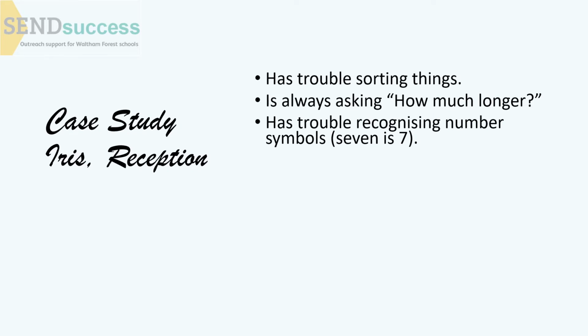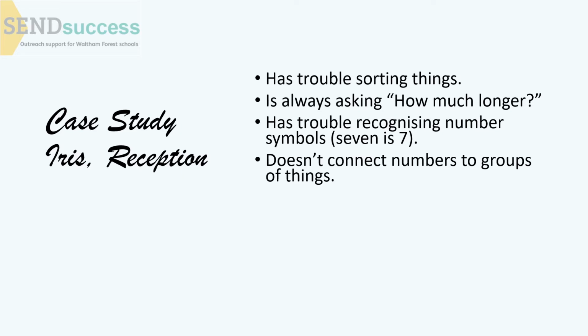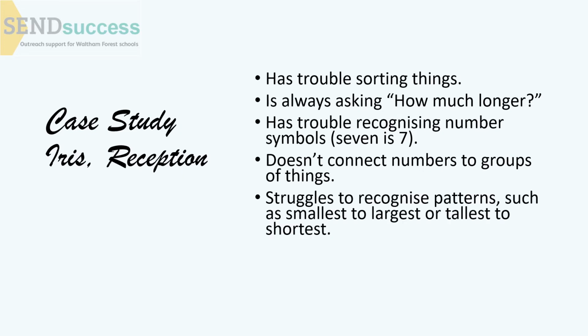She has trouble recognising number symbols and can't connect the number to the group of things. So you might ask her to match a digit to a group and she finds that really hard, and struggles to recognise patterns such as smallest to largest or tallest to shortest, so ordering by size is hard for her.